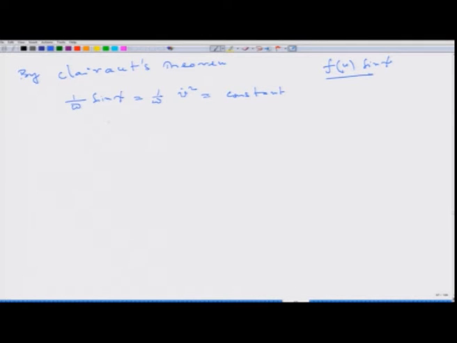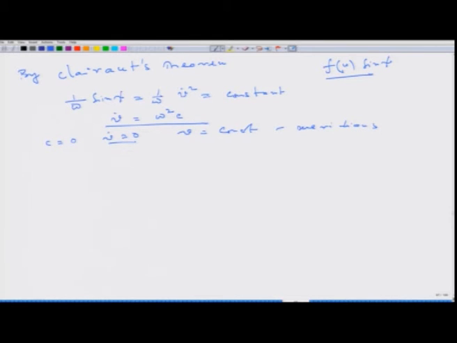So, I get v dot equal to w square c, where c is the constant. Now, if I put c equal to 0, then v dot equal to 0. So, v is constant again. So, those are the meridians, we get back the meridians.